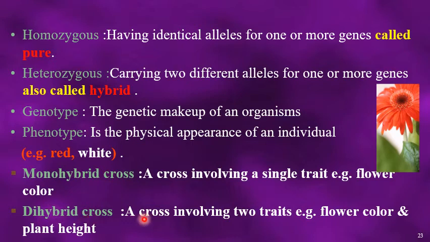Dihybrid cross, that means a cross involving two traits, for example flower color and plant height. الدايهبريد كروس أو التضريب يسمى بالتضريب ثنائي الهجين، هو التضريب اللي تشترك به صفتين، مثلا هنا لون الزهور أو الأزهار وطول النبات.